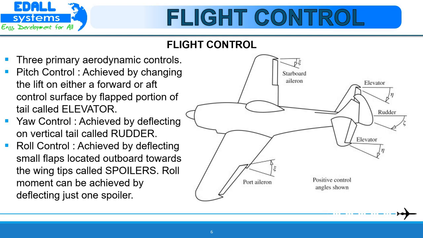Pitch control is achieved by changing the lift on either a forward or aft control surface, by a flapped portion of the tail called the elevator. Yaw control is achieved by deflecting a vertical tail called the rudder, and roll control is achieved by deflecting small flaps located outward towards the wingtips called spoilers. Roll movement can be achieved by deflecting just one spoiler at a time.